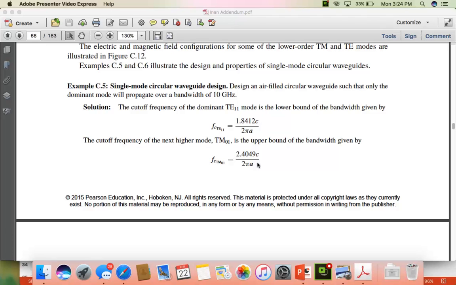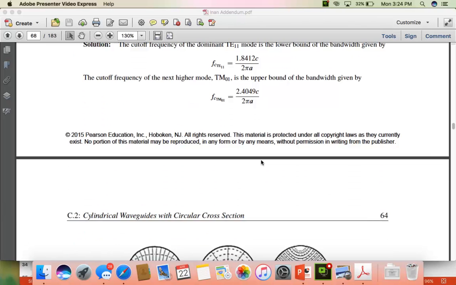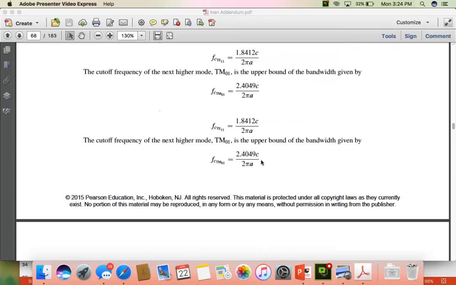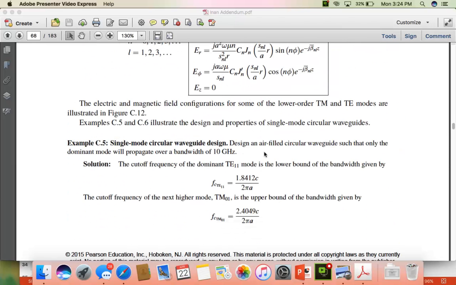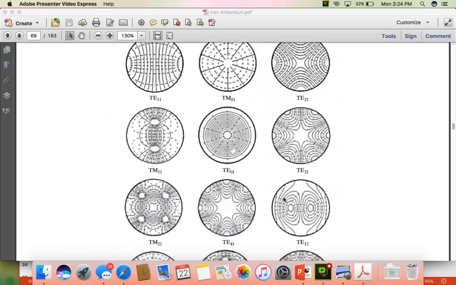So these were the two formulas that gave those two frequencies, and then the PowerPoint basically just cut off, no pun intended, just cut off right then and there. So these are the two formulas that we ended that last video with.